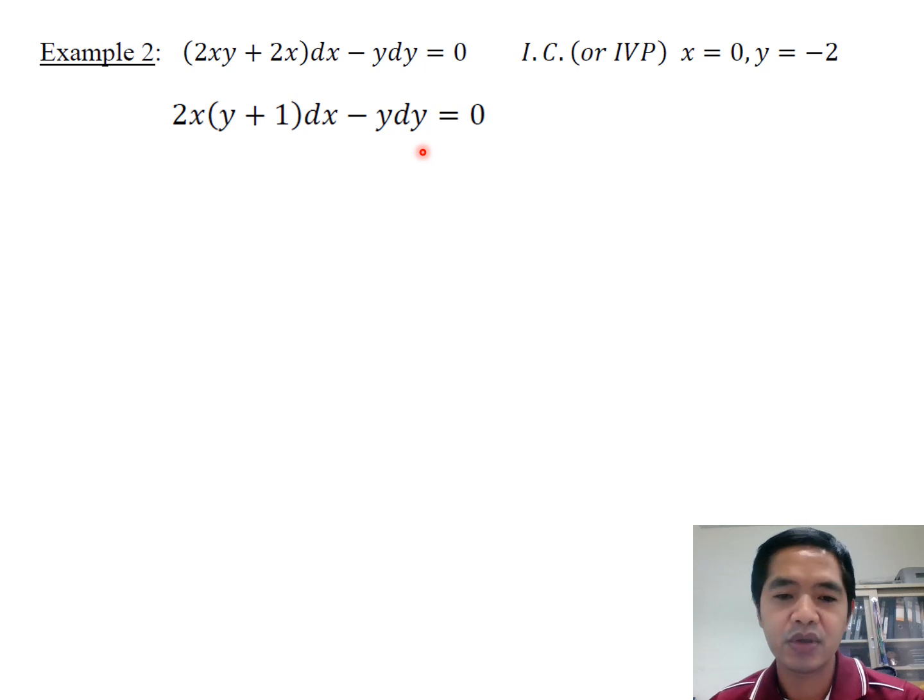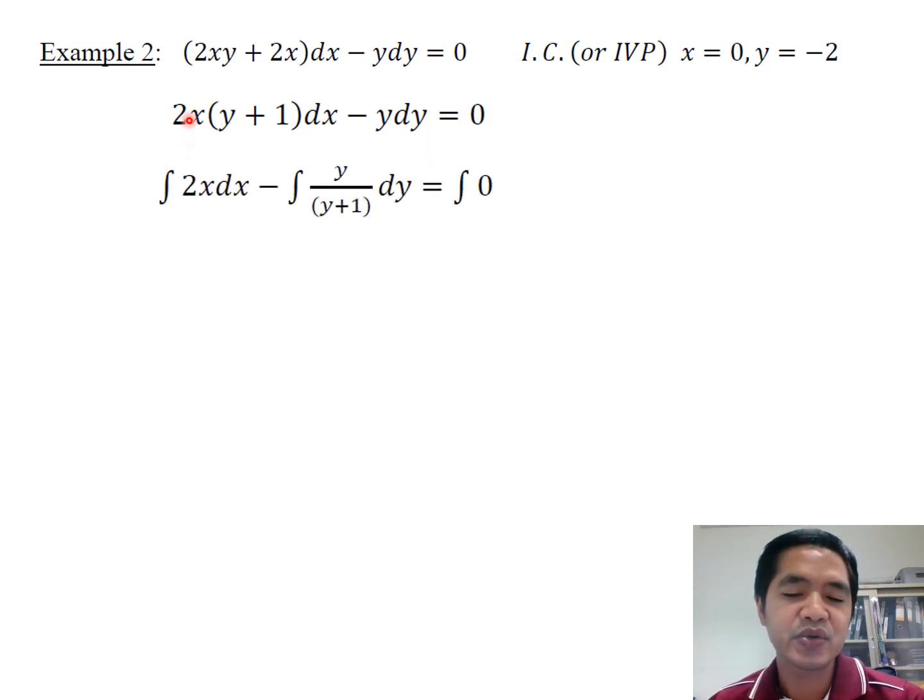Now what we do next is try to rearrange, if we can, to separate x and y from each other. In this term, you divide each term by y plus 1. So this y plus 1 goes away, we cross it out. In this term we're going to have y plus 1, right? So we get 2x dx minus y over y plus 1 dy equal to 0.